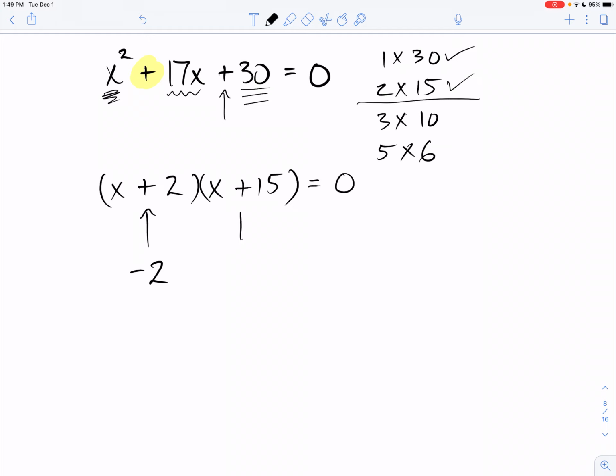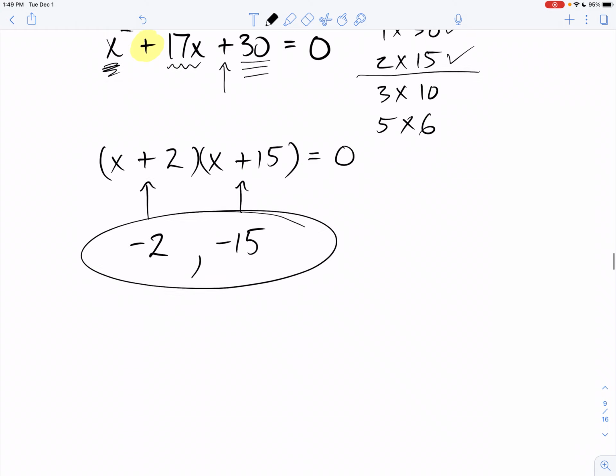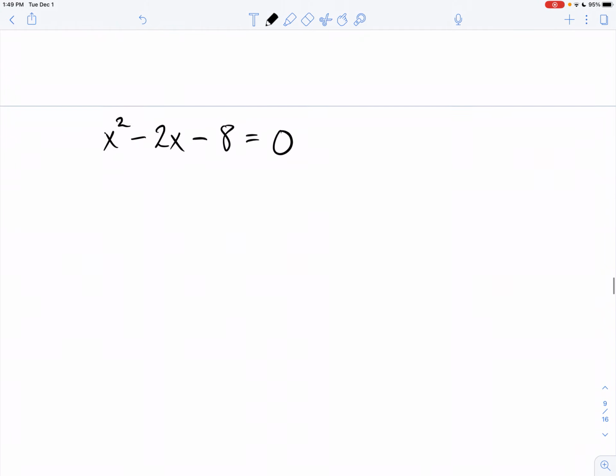That's a -2. What's the answer here? -15. I have 2 answers. I am so bold as to say that thing is solved. Factoring a quadratic to solve is not a bad thing. A lot of people say, oh, I'm afraid of factoring. I'm not good at factoring. No, let it be easy.